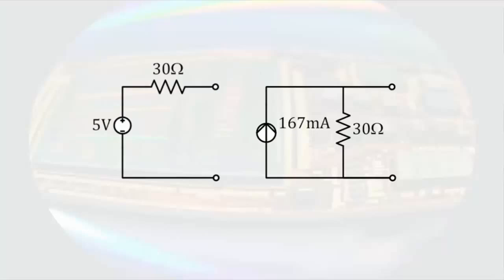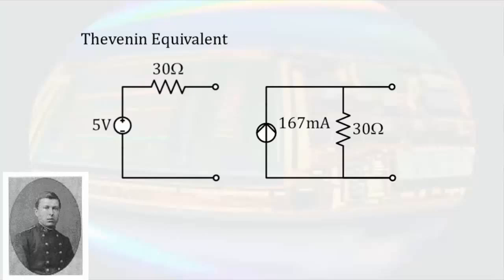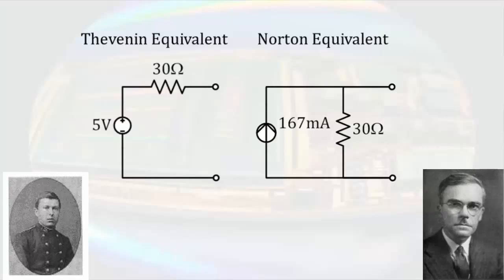These circuits do have names. The voltage source in series with the resistor is called the Thevenin equivalent circuit. The current source in parallel with the resistor is called the Norton equivalent circuit. Although, I don't know why I said Norton quietly. People are more afraid of Thevenin.